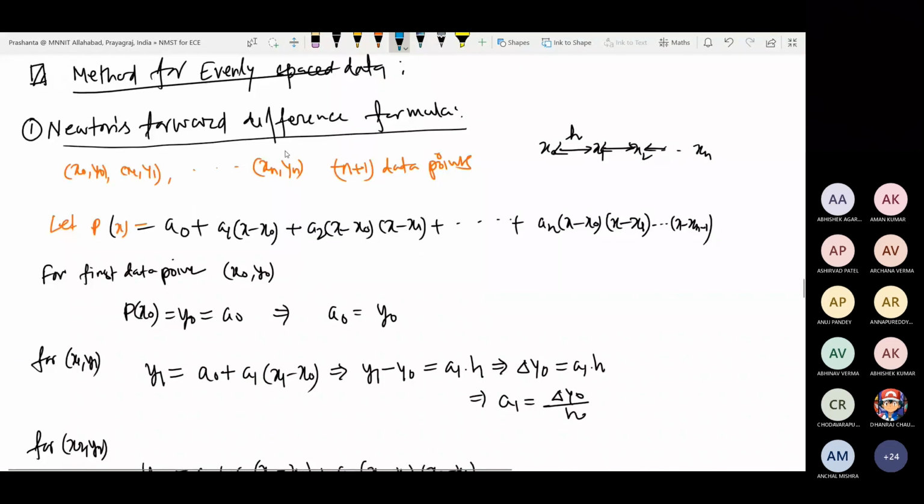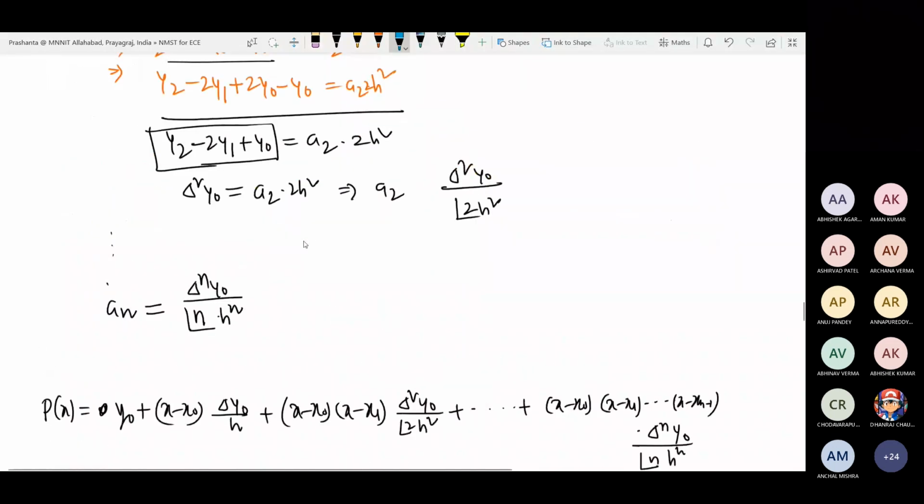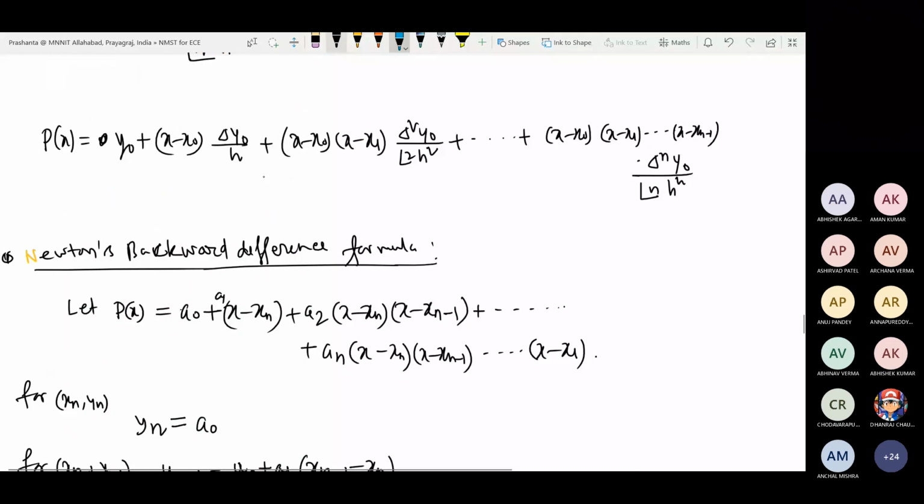You see, what was a naught, a1, a2? Let me show you the formula. You see, once you put a particular value of x minus x naught, these terms will be constants. Once you choose a particular value of x, these highlighted underlined terms are constant, fixed values.